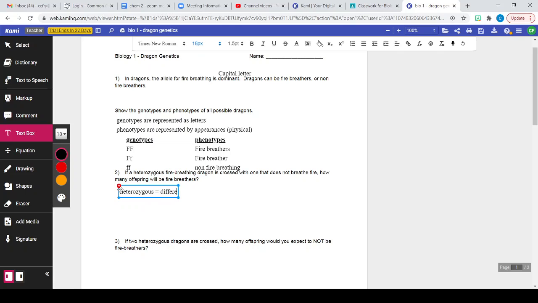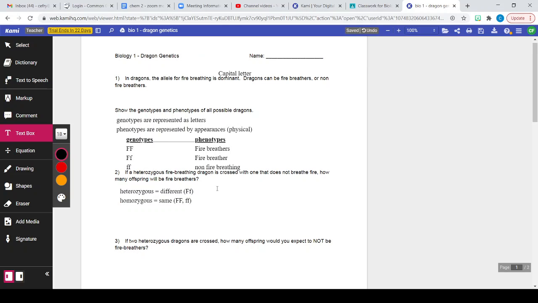Heterozygous means different. All right, we have something called homozygous, which means same. So heterozygous is different, so you're going to have a capital and a lowercase. Whereas homozygous means same, so it's either going to be two capitals or two lowercases. So you have the same types of letters there. All right, so if a heterozygous fire-breathing dragon, that's going to be this. You're going to have capital F.